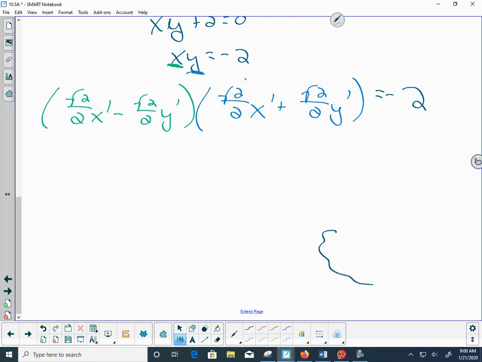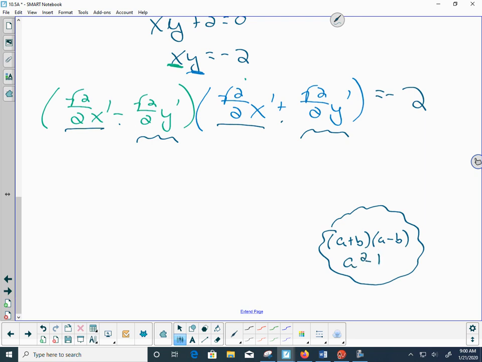If I'm going through a little thinking man bubble here, if I have A plus B times A minus B, right? These two are the same thing, and these two are the same thing, yes? One has a minus sign, one has a plus sign. So is it not this? It is. So when I FOIL that, what do I end up with? So close. A squared minus B squared. Yes? Yes.